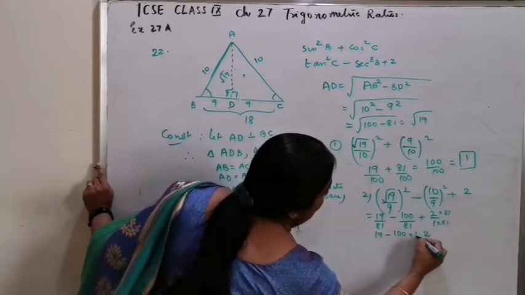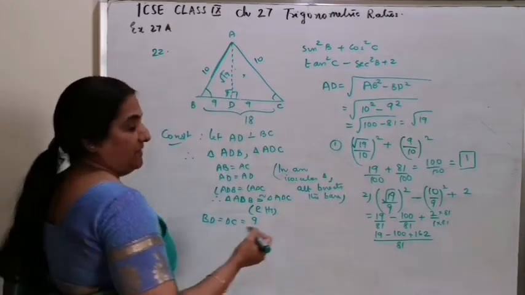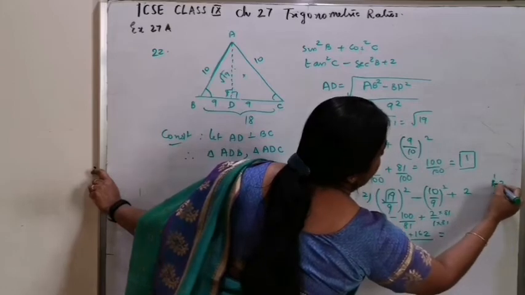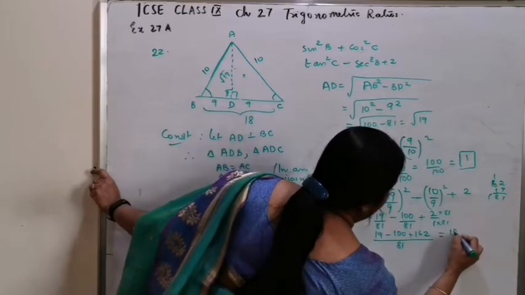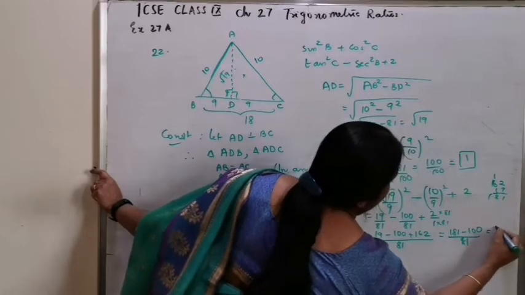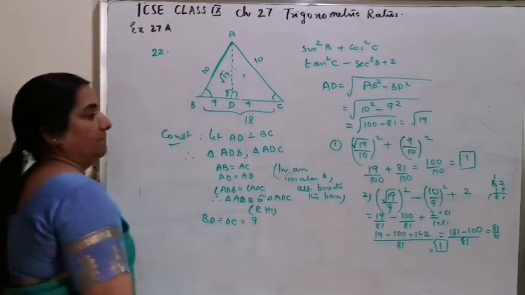Two into 81 is 162, so 162 by 81. The positive numbers, 162 plus 19, 181, minus 100, by 81. Again 81 by 81. The answer is 1.